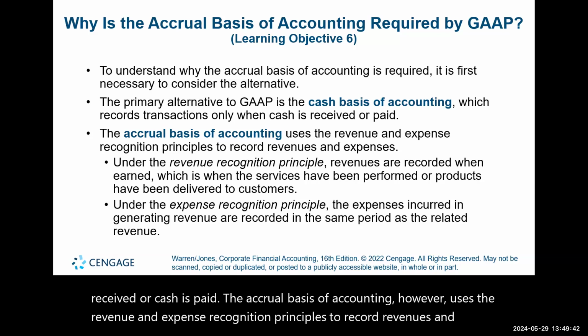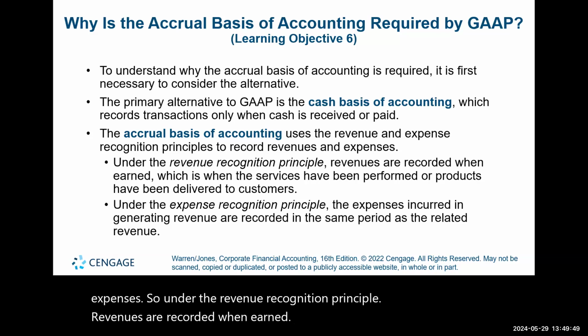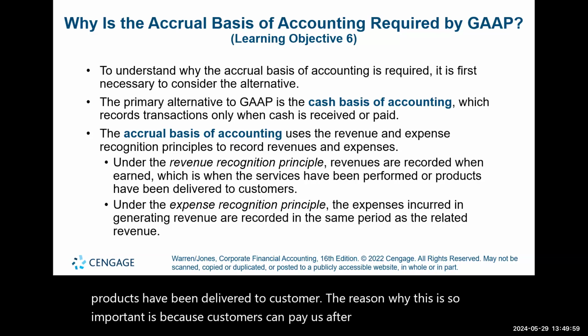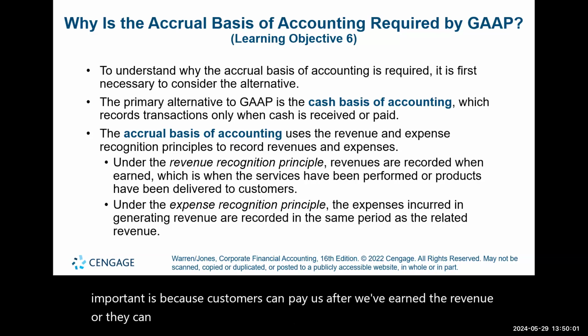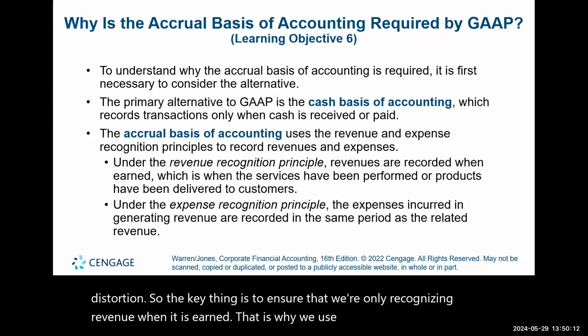and expenses. So under the revenue recognition principle, revenues are recorded when earned. And revenue is earned when the services have been performed or products have been delivered to customers. The reason why this is so important is because customers can pay us after we've earned the revenue, or they can pay us before we've earned the revenue. So this can cause a bit of distortion. So the key thing is to ensure that we're only recognizing revenue when it is earned. That is why we use the accrual basis of accounting.